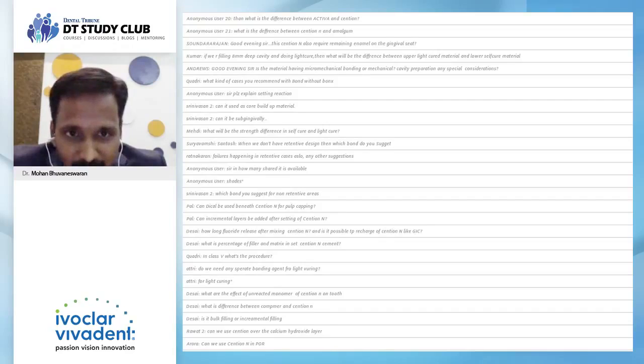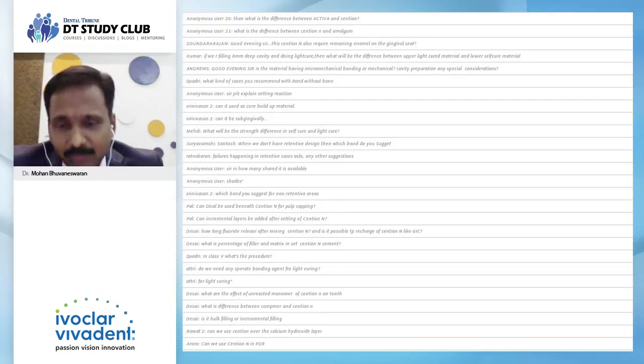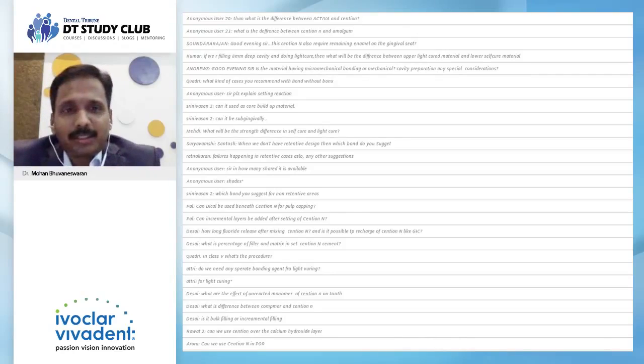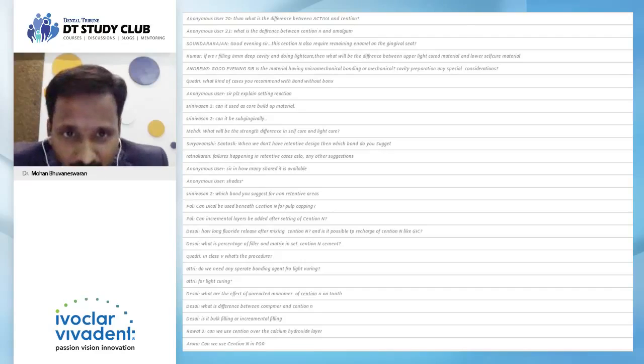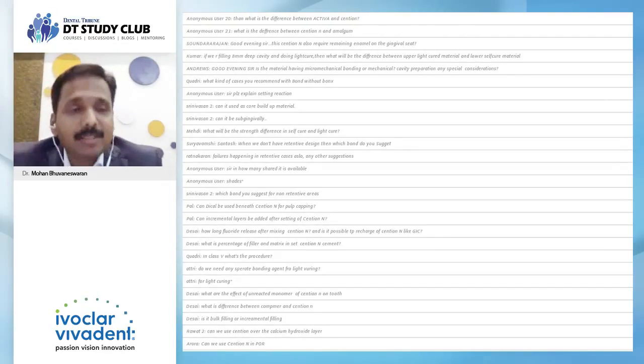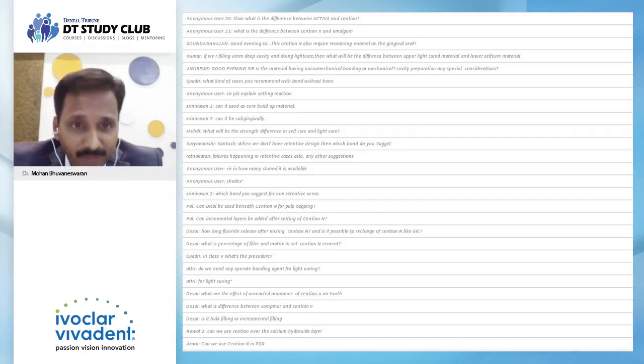The next question is, is the material having micromechanical bonding or mechanical? I think it popped up during the lecture session. Does it have micromechanical bonding, or is it purely mechanical? The answer is purely mechanical. You saw that when I told you the cavity has to have occlusal convergence, that simply means it's a retentive cavity.